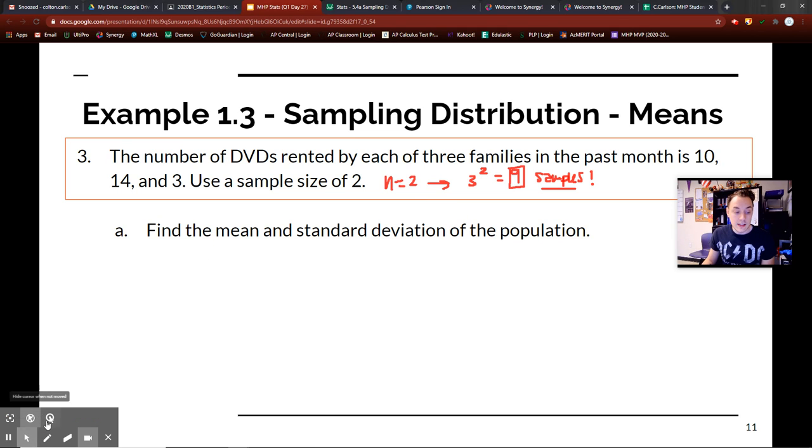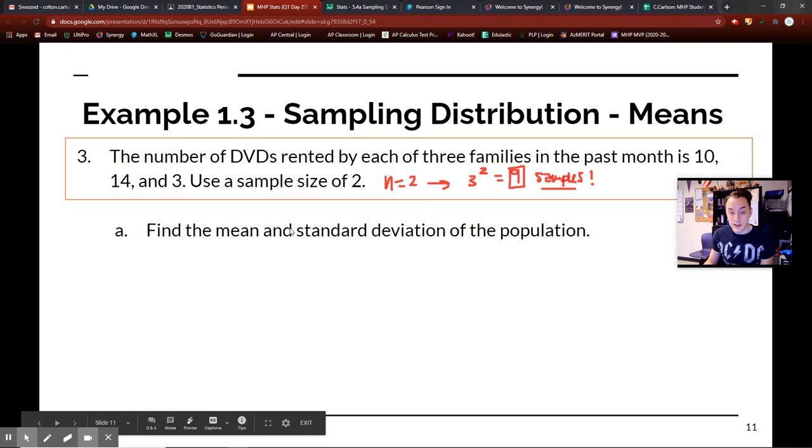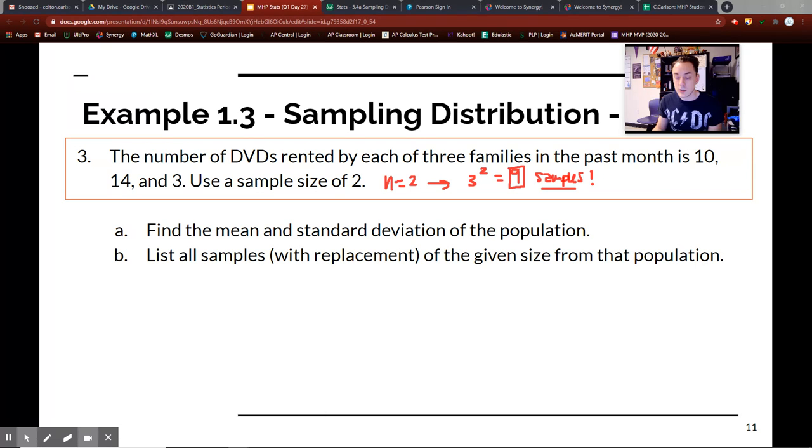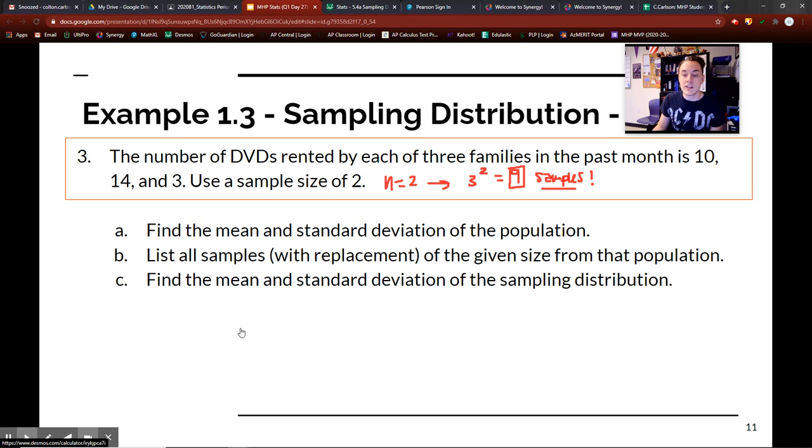Now that you know that, find the mean and standard deviation of the population. They want us to find that. They'll also want us to find the samples, list all the samples out of the given sample size of that population, which we will find. I know there's 9 samples total, but we need to list out all of them and what they are. I'm going to show you what it is. And then find the mean and standard deviation of the sampling distribution, which is just find the mean and standard deviation of the sample means. Okay?